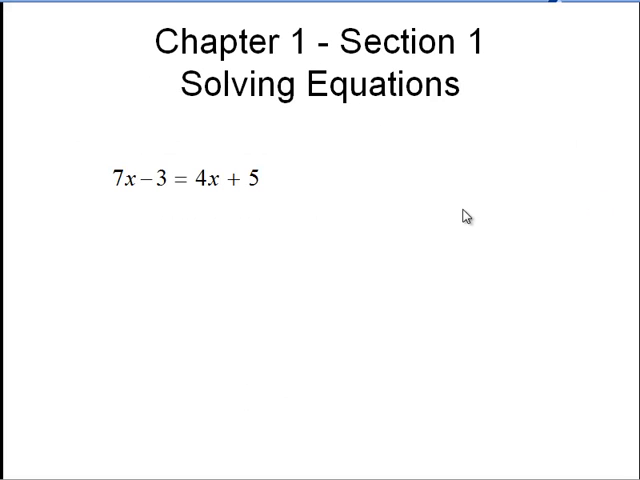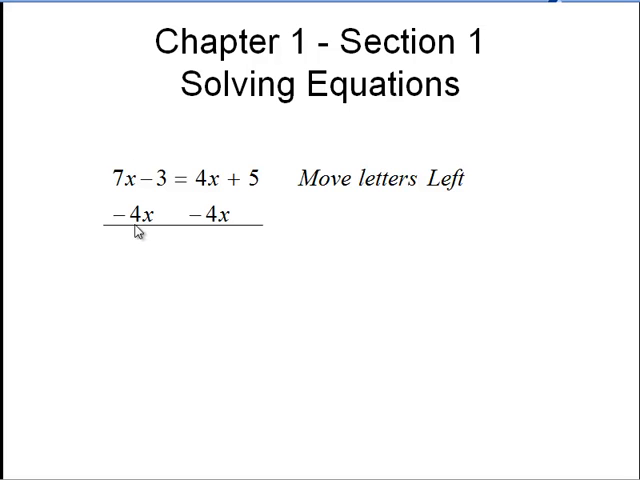Chapter 1, Section 1 deals with solving equations. Suppose we have 7x minus 3 equals 4x plus 5. The first thing we need to do is move all variables, all letters, to the left side, in this case because the left side has a larger letter in it. If you move them to the right, you'll have negatives, and students tend to make more mistakes with negatives. So to do that, we do the inverse, the opposite of 4, which is minus 4. So we subtract 4x. The 4x disappears on the right.